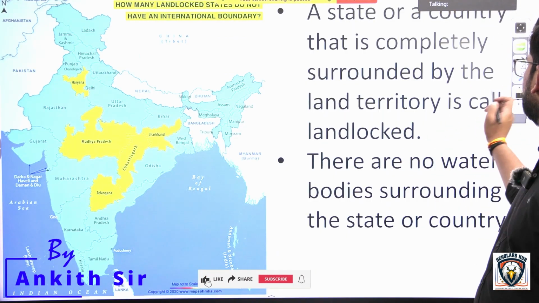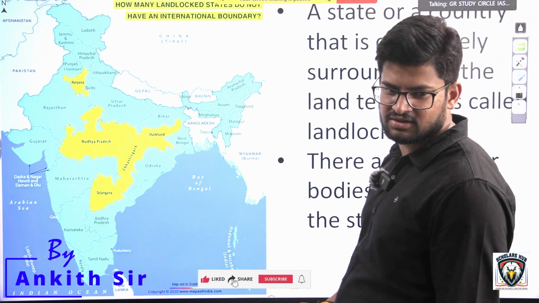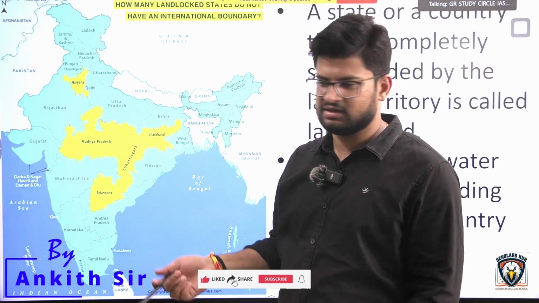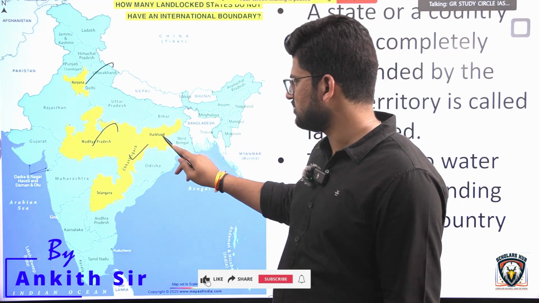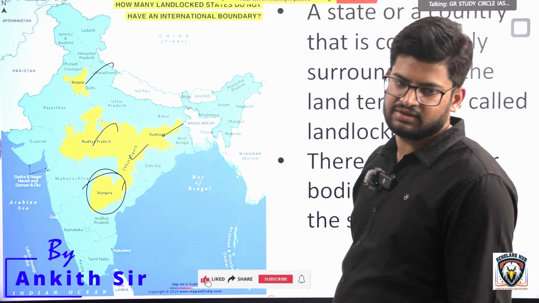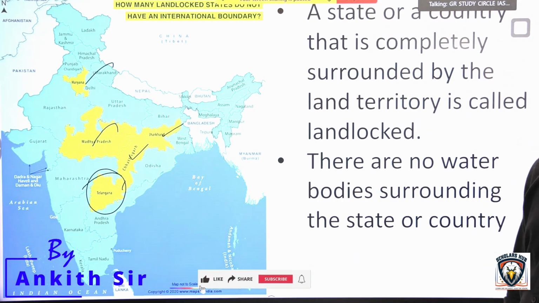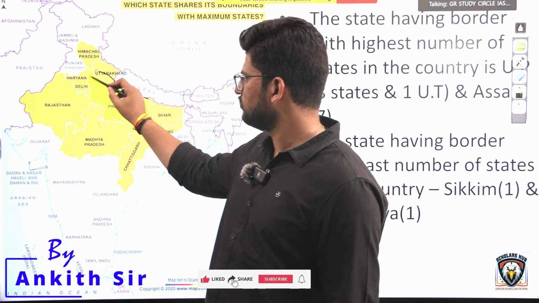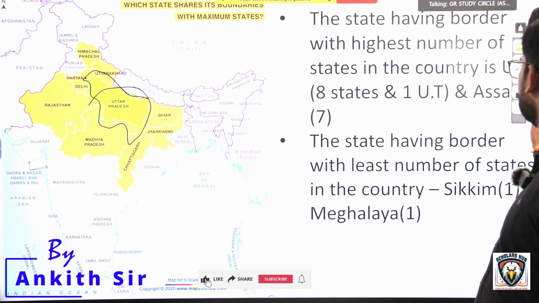You know that. Okay, so now the landlocked states. What are landlocked states? Landlocked means they do not have a coastline or borderline. So Haryana, Madhya Pradesh, Chhattisgarh, Jharkhand and Telangana. Telangana is also a landlocked state. Total 5. So which state has the maximum boundaries? It is Uttar Pradesh. It has boundaries with almost 8.